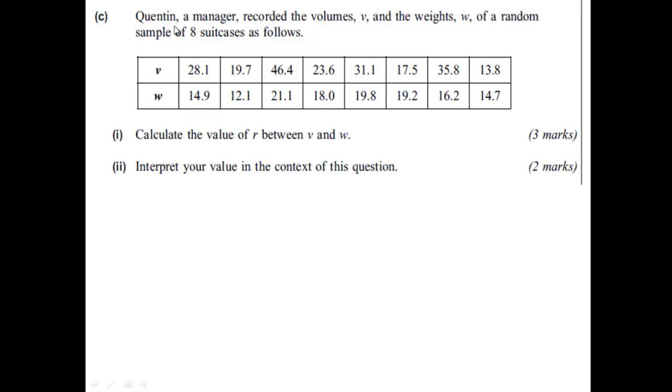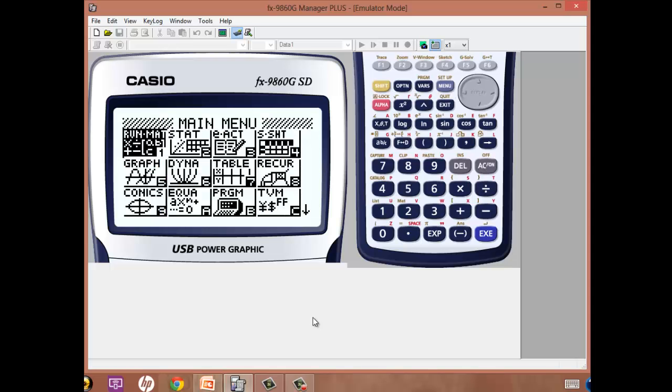So part C, Quentin recorded the volumes and weights of 8 suitcases, and these were the results. You are now being asked to calculate the value of R between the two variables, between V and W, and then to interpret your value in the context of the question. To do this, we need to enter the values in a graphic display calculator.